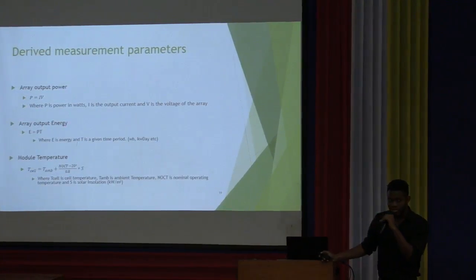And these are just some equations if you want to go back to your roots and do some physics. This is just telling you how we get power. This is telling you how we get energy. Power, as I mentioned before, is just current times voltage. Energy is power times time. And the module temperature can actually be inferred from the ambient temperature using this equation here.